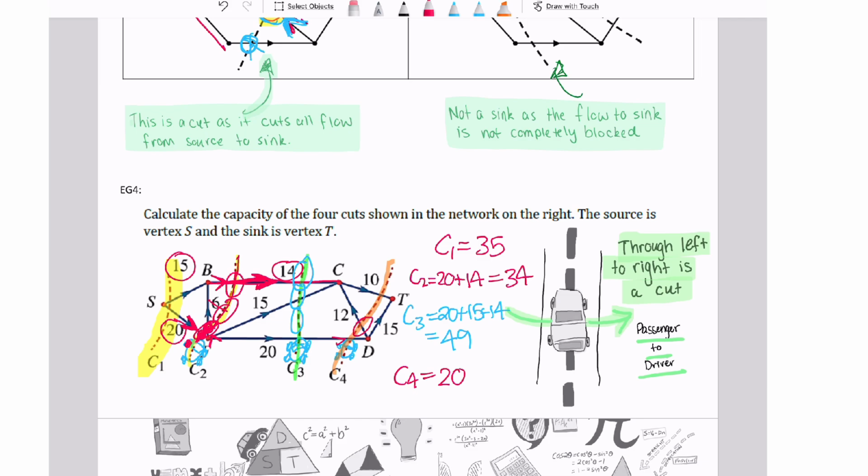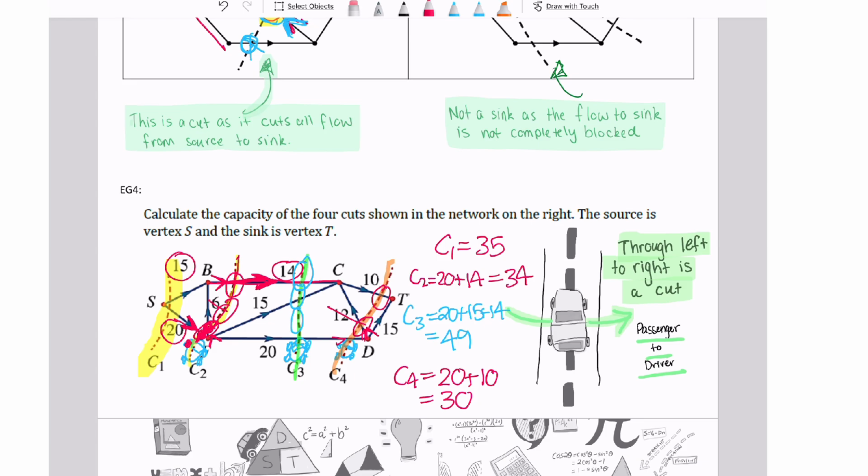When the car's coming along the edge D to C, it would be coming through the driver door, so don't count the 12. But the last edge it travels through, when the car's up here from C to T, 10, we got to count that, passing through the passenger. So the capacity of that cut is 30.